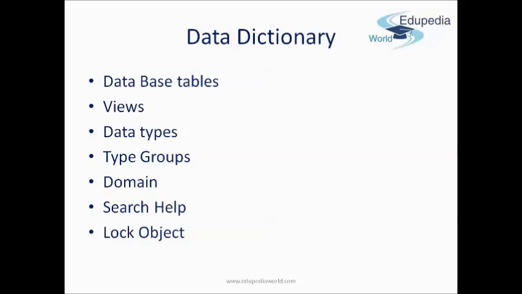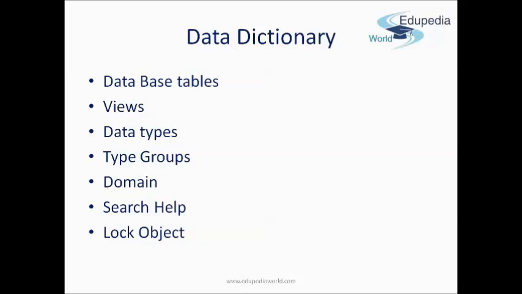The data dictionary again has some subtopics. We have database tables, views, data types, type groups, domains, search helps, and lock objects. Database tables handle all the data; the business data or configuration data, everything will be stored in database tables.